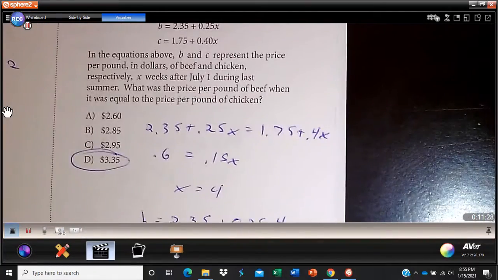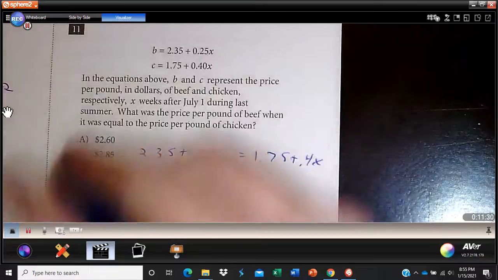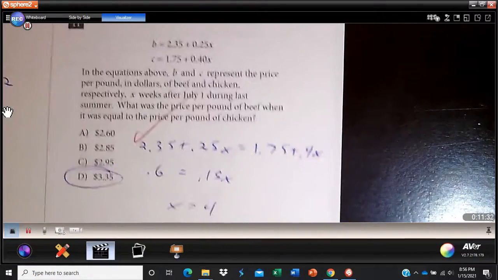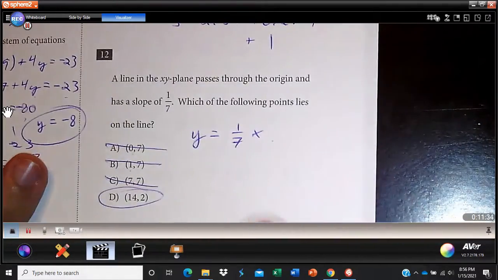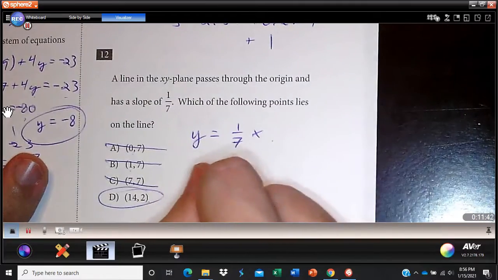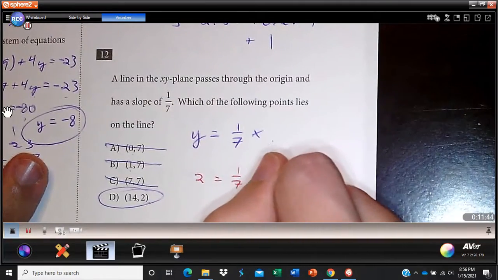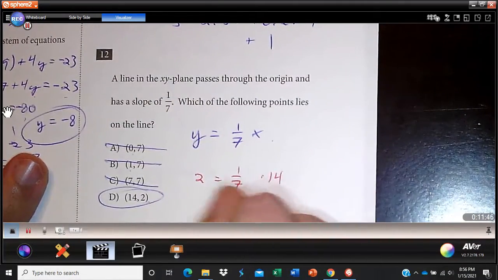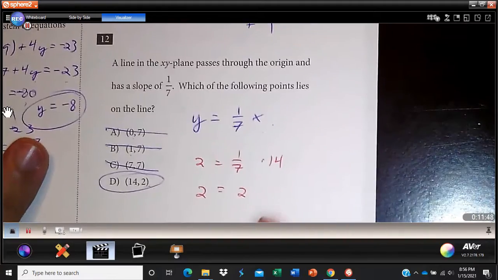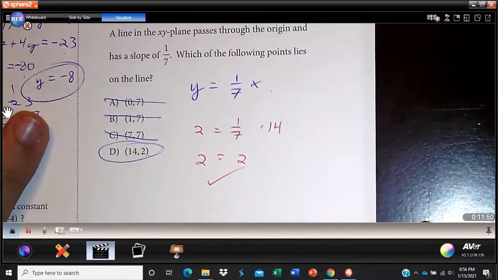11, okay, I got this answer exactly, so I'm pretty comfortable with that. 12, I'm just going to double check this one last time, so this is x, this is y, so 2 is equal to 1/7 times 14, which is 2. So 2 is 2, which is true. It's true that 2 is 2.